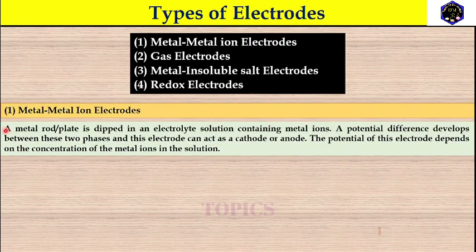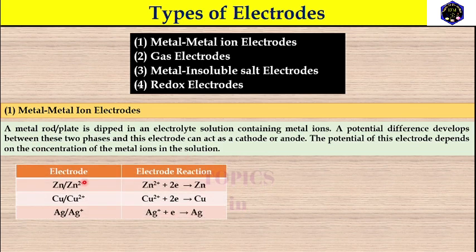So here it is. A metal rod or plate is dipped in an electrolyte solution containing metal ions. A potential difference develops between these two phases, and this electrode can act as a cathode or anode. You know that cathode means reduction takes place, anode means oxidation takes place. The potential of this electrode depends on the concentration of the metal ions in the solution. Now I am going to explain it.